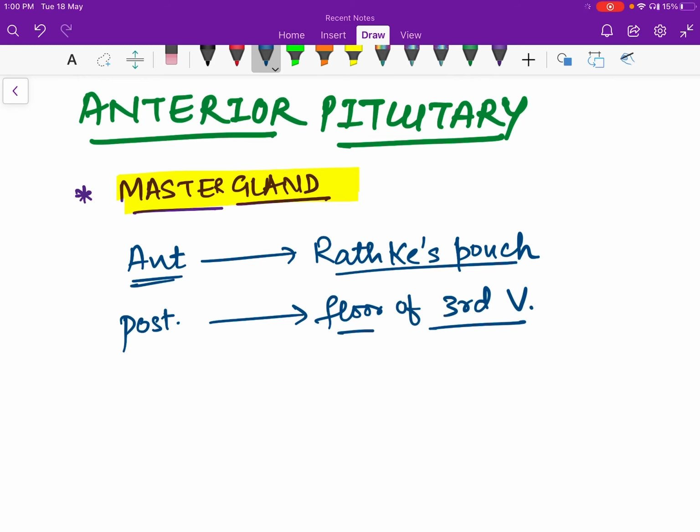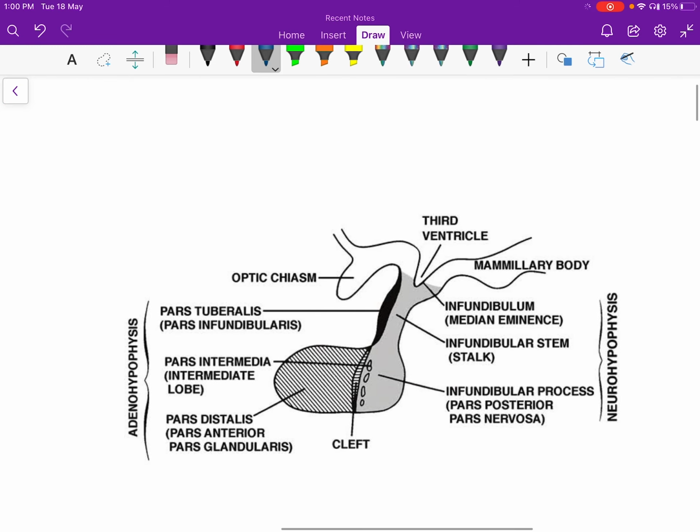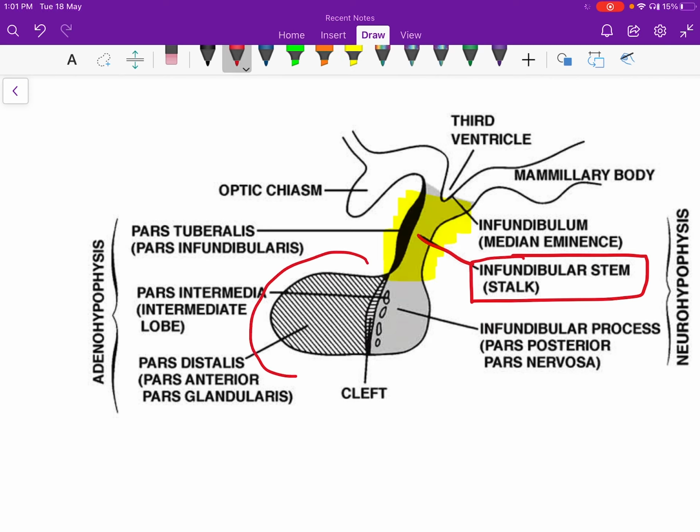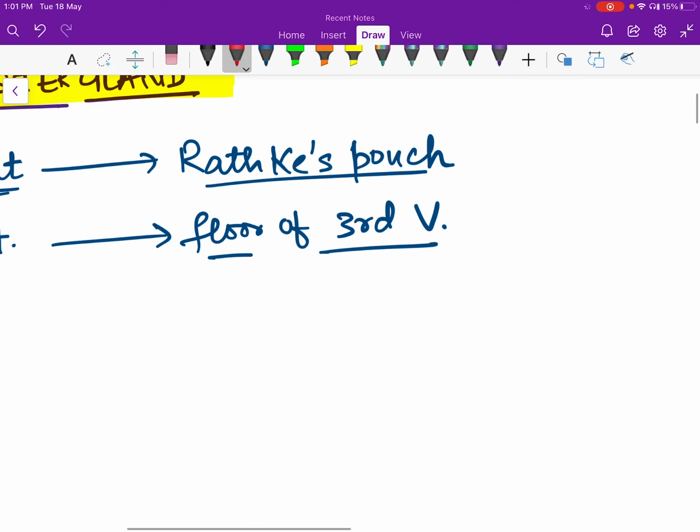Let me show you a diagram in order to have better understanding. This is the diagram of the pituitary gland. This part is called the stalk of the pituitary gland, the infundibular stem. Below here, this is the anterior lobe of pituitary gland, and this is the posterior lobe of the pituitary gland. So these are different parts of pituitary gland.